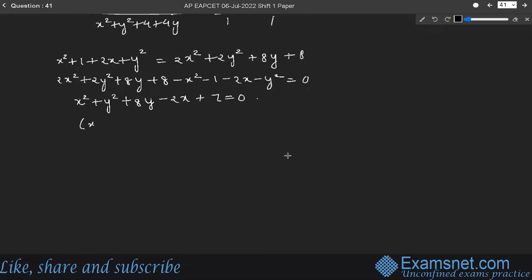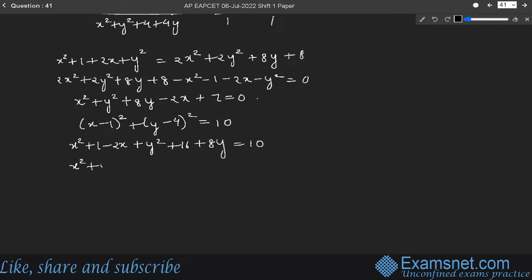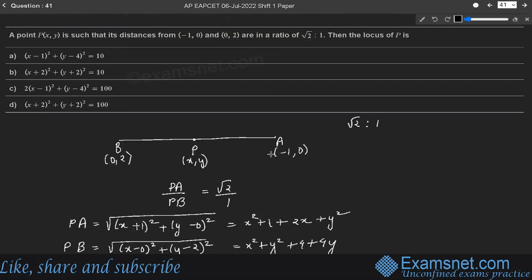This can also be written as (x minus 1) whole square plus (y minus 4) whole square is equal to 10. Let us expand this. On expanding this equation, we get x square plus 1 minus 2x plus y square plus 16 minus 8y is equal to 10. So it becomes x square plus y square minus 8y minus 2x plus 7 is equal to 0, which is our desired equation. So we can write it in the form (x minus 1) whole square plus (y minus 4) whole square is equal to 10. Therefore, we can say that the correct option here is option A.